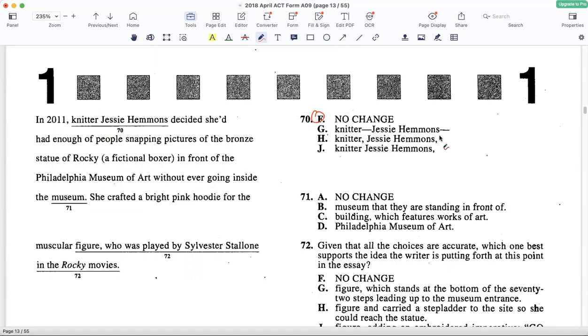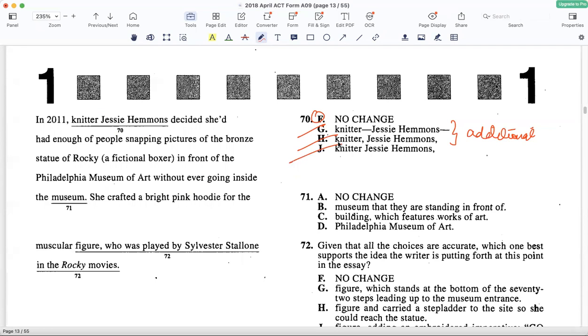If I put dashes around her name or commas around her name, then that indicates that her name is additional information, which is not true. I'm introducing her, so this is wrong. And a single comma is used when you're separating a modifier or a dependent clause from an independent clause. So that doesn't make sense here because this is a straight sentence, subject and predicate. So J is wrong.